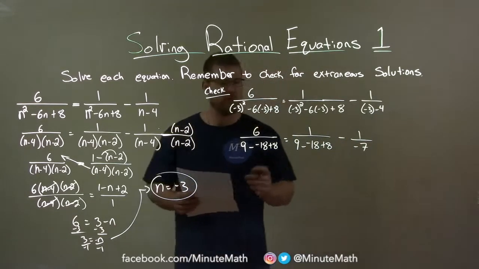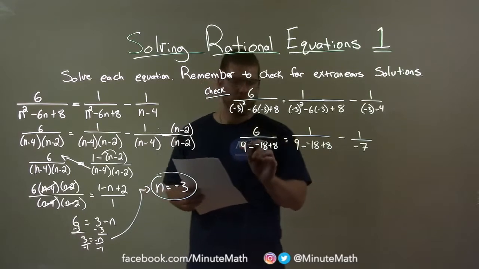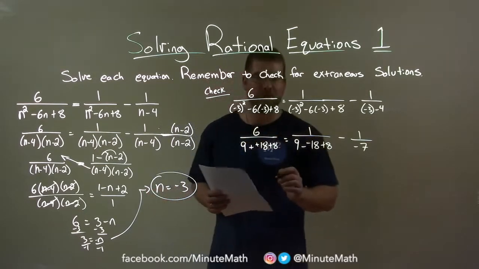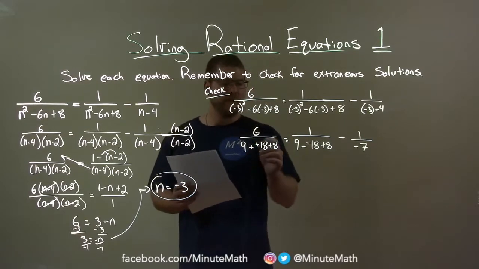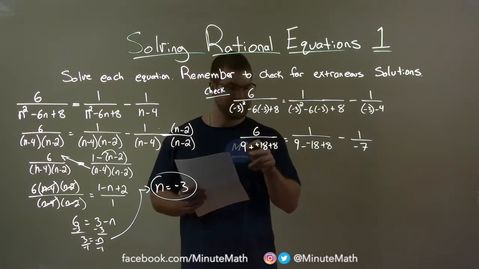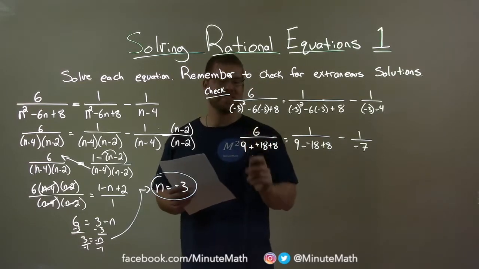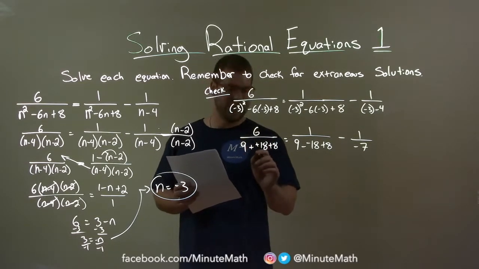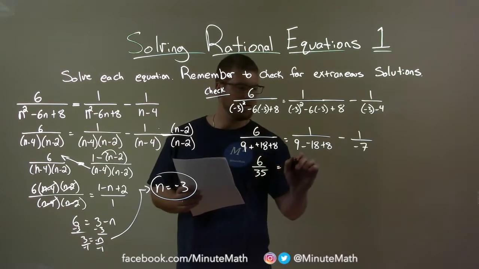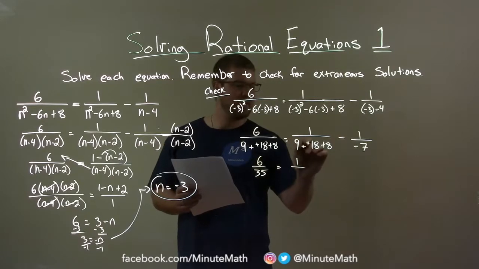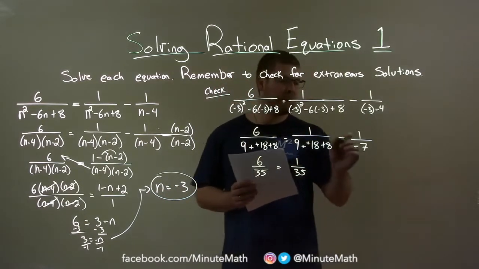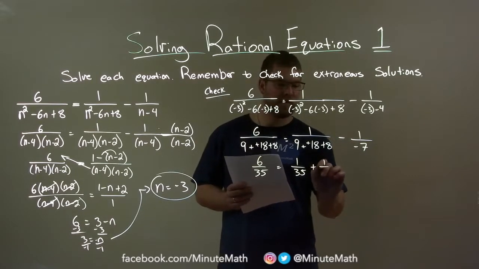Keep this going here. Minus a negative, same thing as adding a positive. And then we also plus an 8 here. So 18 plus 8 is 26. Plus 9 is 35. So we have 6 over 35 here equals 1 over, same thing's going to happen, over 35. And then we have minus a negative, which is plus a positive, plus a 1/7.